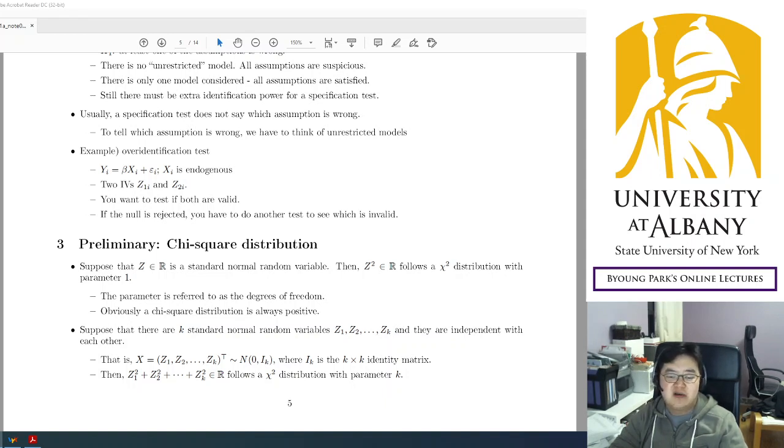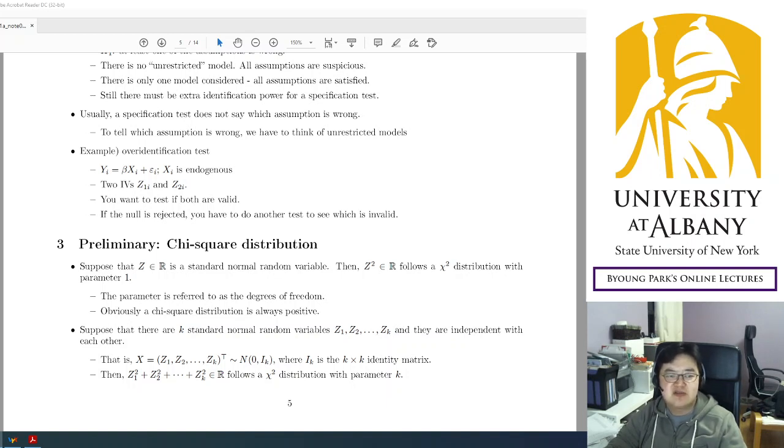Especially, we are interested in comparing different models, which model is better, and which model we need to choose. So specification test, model selection, variable selection, functional form selection, all of these theories are related to some kind of hypothesis testing. And I gave you a broad general framework to understand that. And today I'm coming back to statistics a little more, and I will introduce the chi-square distribution first.